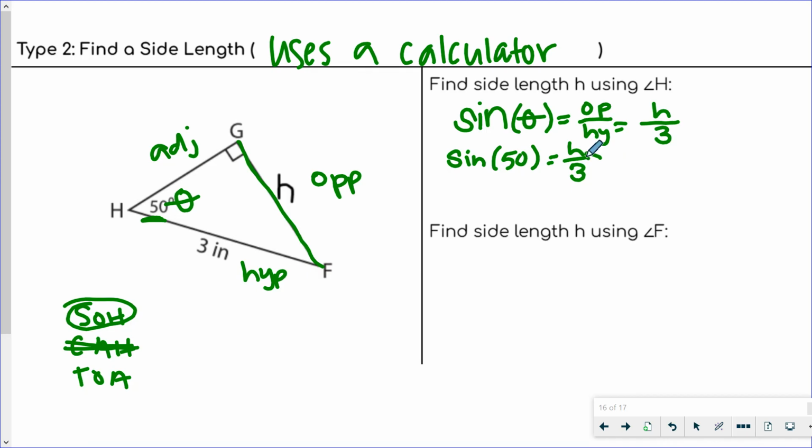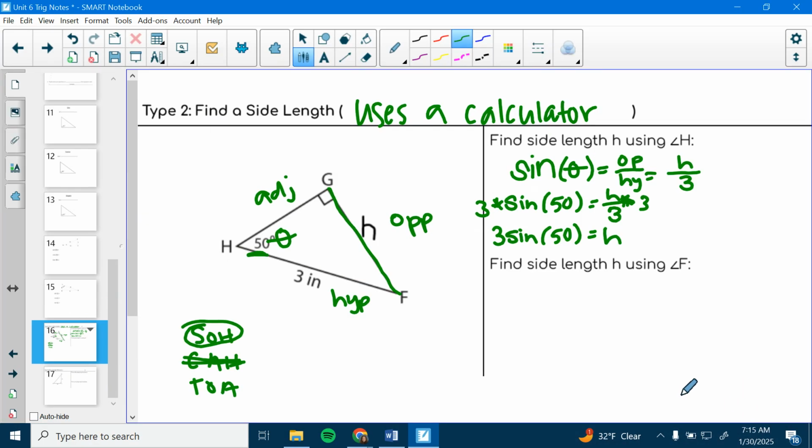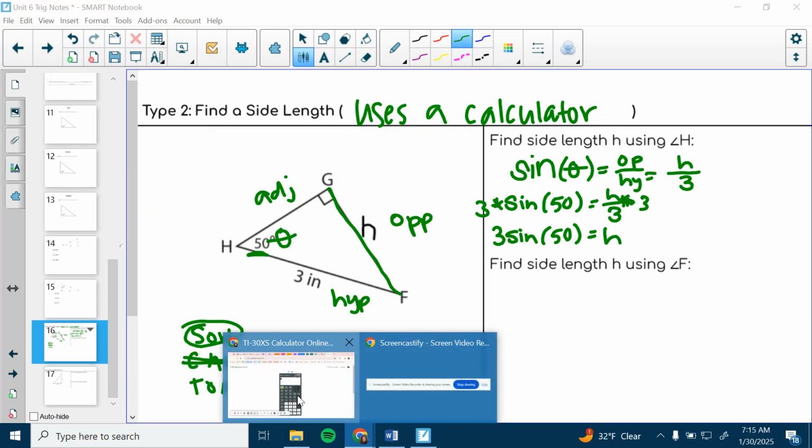My goal is to figure out what h is. Well, right now h is being divided by 3. So to get h by itself, I need to multiply by 3 on both sides of my equal sign. So I have 3 sine of 50 is equal to h. Perfect. That is all I needed to do. I want to find out what that actual length is, though. So I'm going to take a minute and go on my calculator.